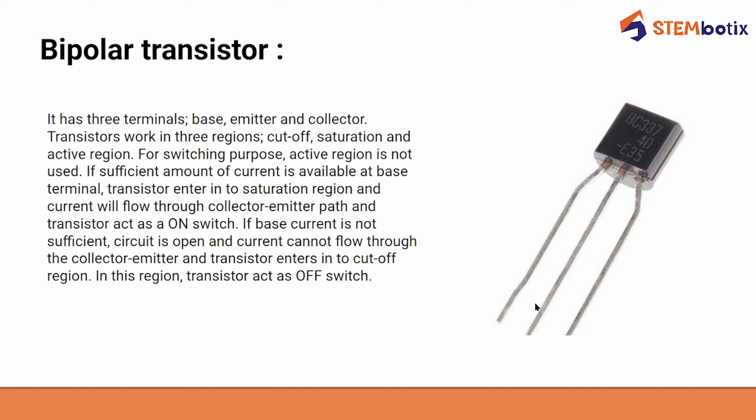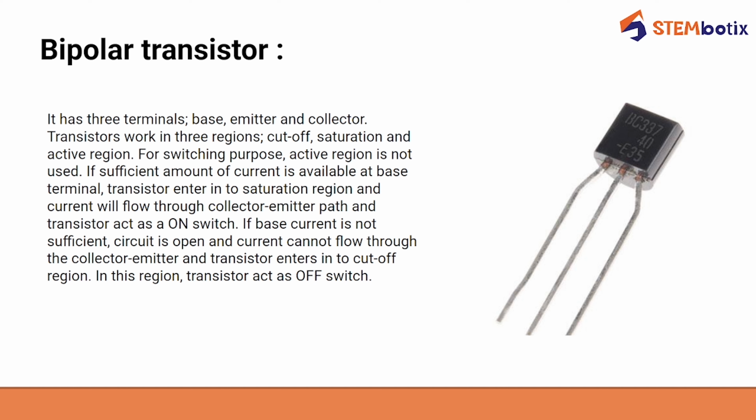Now the next one is bipolar transistors. So what are transistors? This is how a typical transistor looks. It has three terminals, or you can say three legs. One is the emitter, the second is the base, and the other is the collector. Transistors work in three regions, which are cutoff, saturation, and active region. But for switching purposes, the active region is not used. Only the cutoff and saturation regions are used when you are using a transistor as a switch.